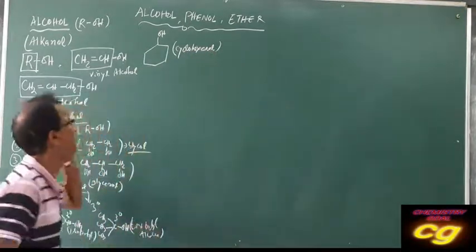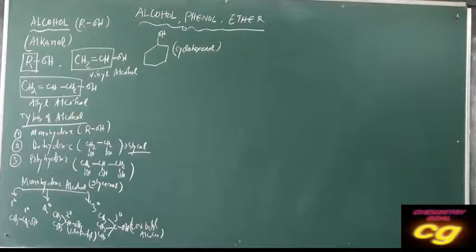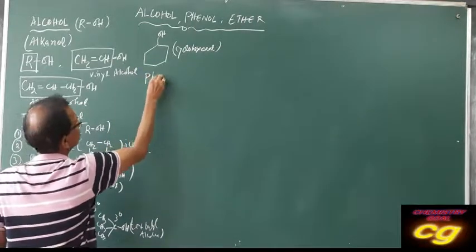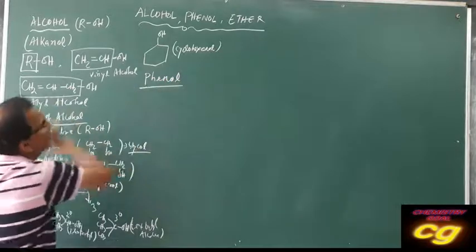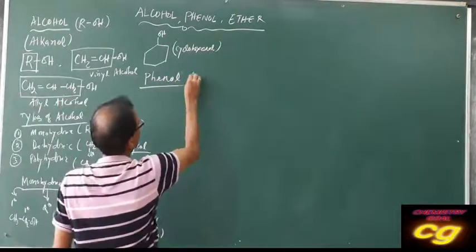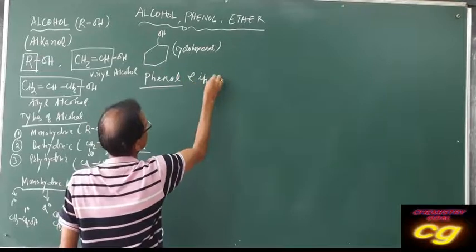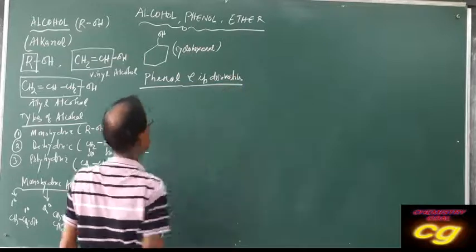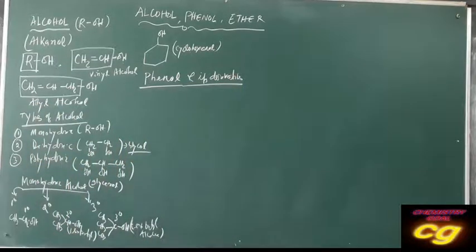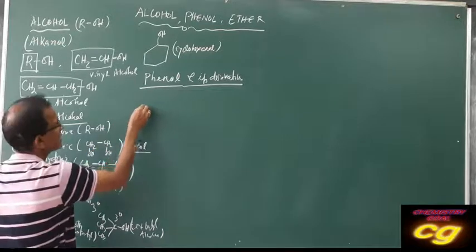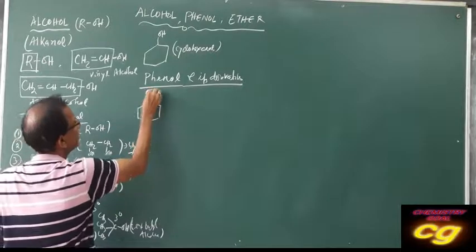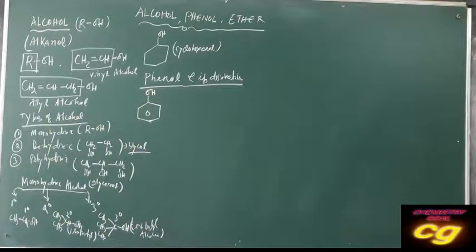This is called cycloalkanol. It is also one type of alcohol. Then if you see phenol and its derivatives, this group is called phenol. Phenol means aromatic, benzene group. This group is phenol.